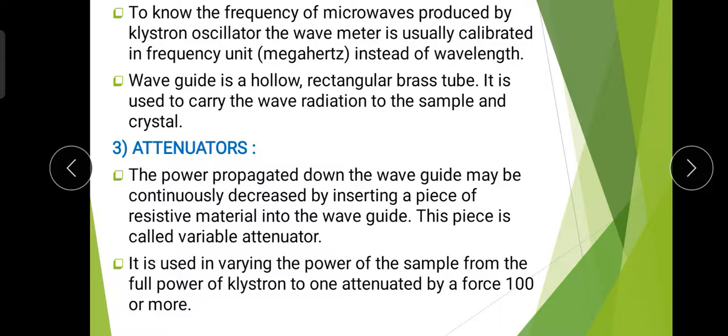Now the third component is the attenuators. The name indicates that it is used for attenuation purposes, and it is one type of resistive material. So let's see.